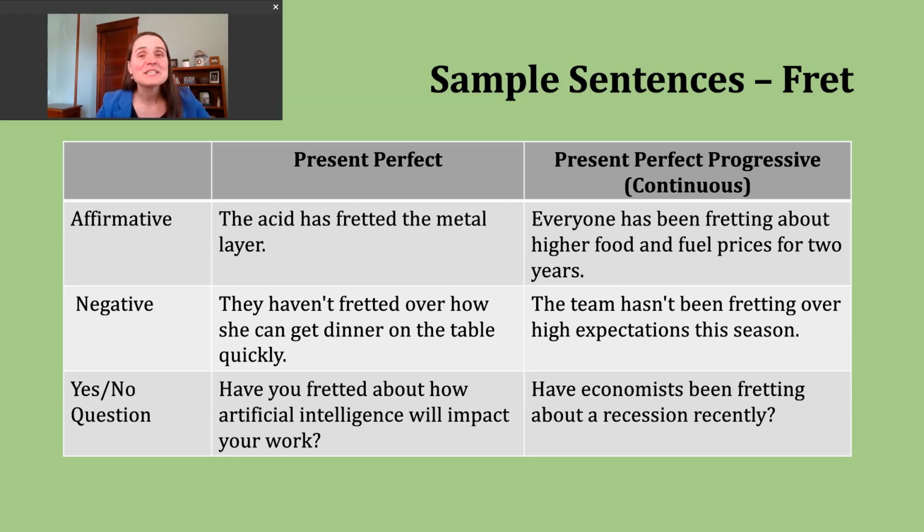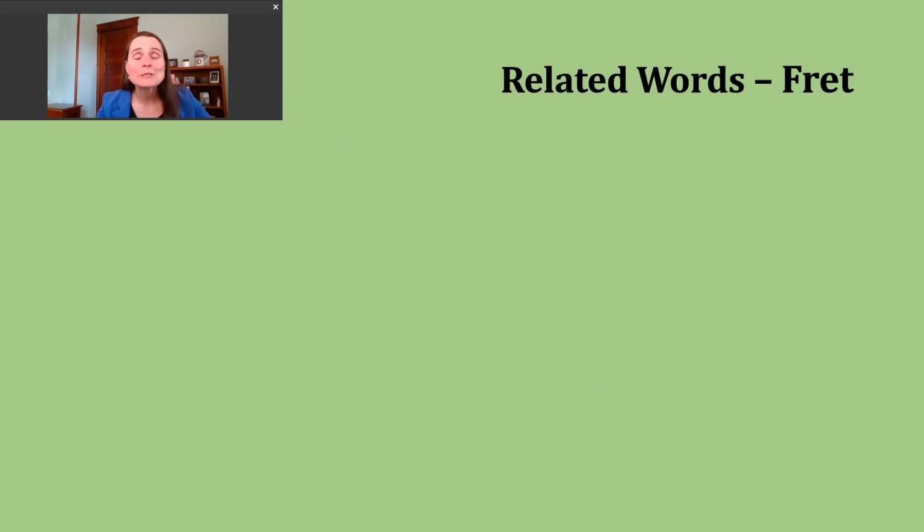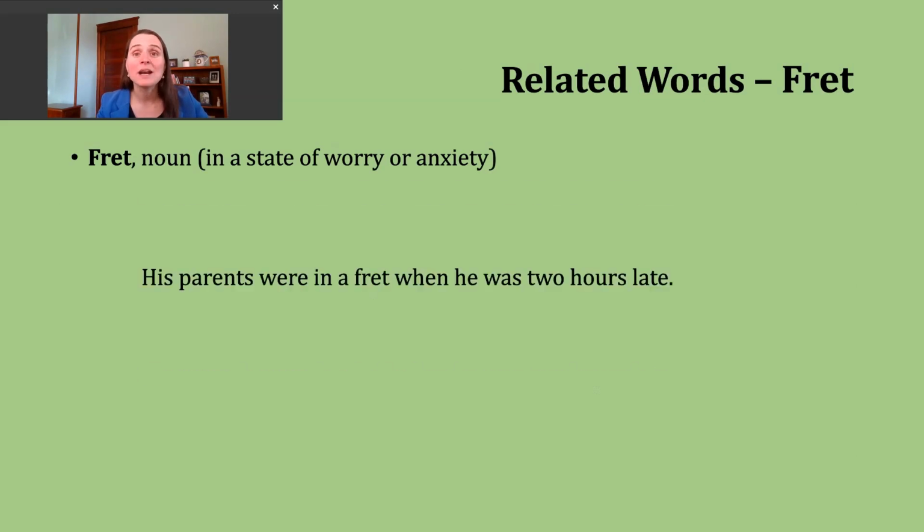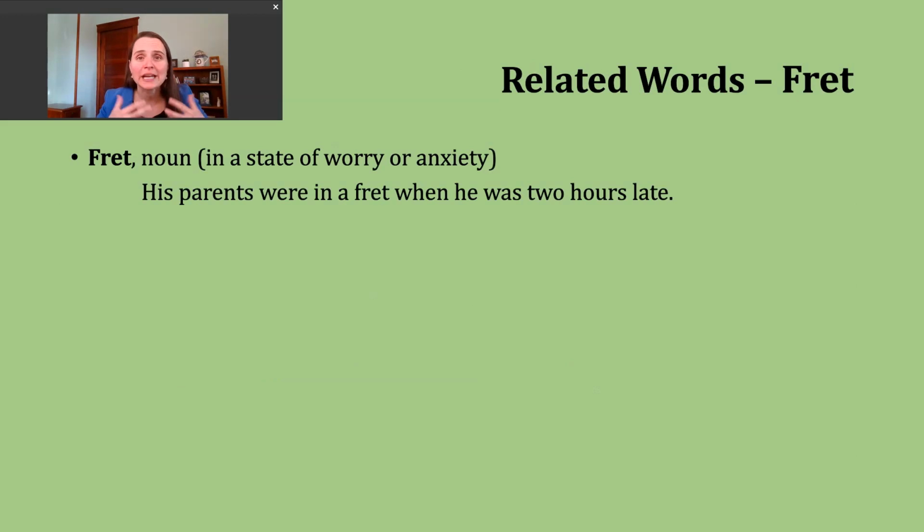Okay. Let's move on and talk about some words that are related to our verb fret. And the first word we'll discuss today is the noun form of this word. You'll notice it has the exact same spelling and the exact same pronunciation. When we use fret as a noun, it generally means that someone is in a state of worry or a state of anxiety. An example of this: his parents were in a fret when he was 2 hours late.